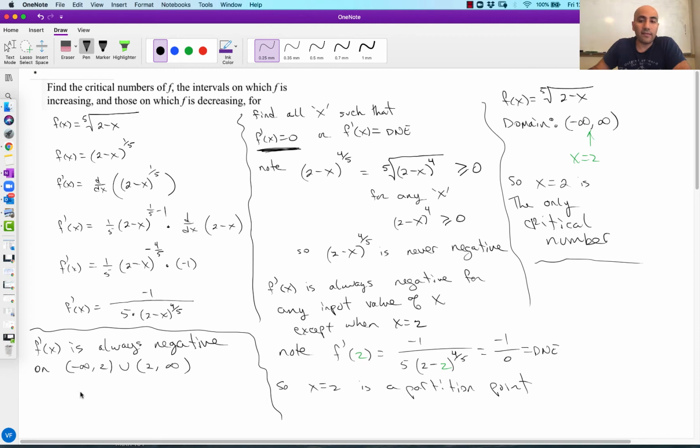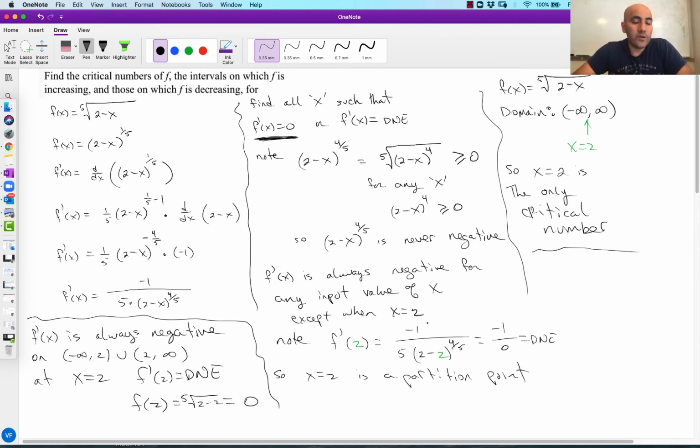And we know that the function is continuous at 2. So remember, the derivative is not defined there. However, the function is defined there. It's 0. Right? So at x equals 2, f prime of 2 does not exist. However, f of 2 does exist. That's just going to be equal to 0. It's the fifth root of 2 minus 2, which equals 0.